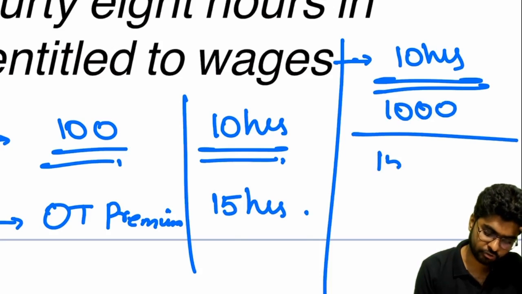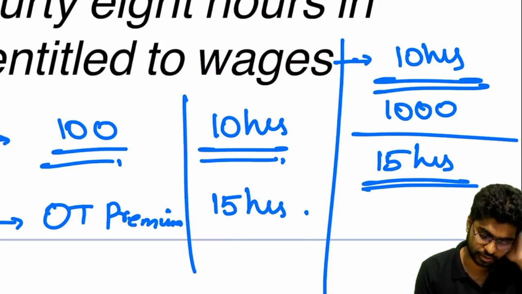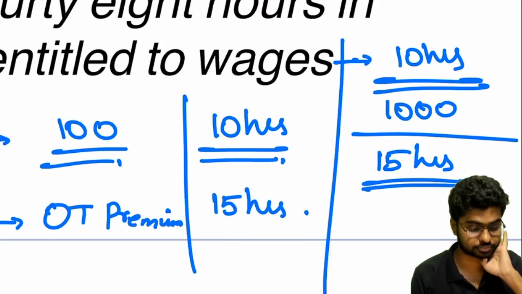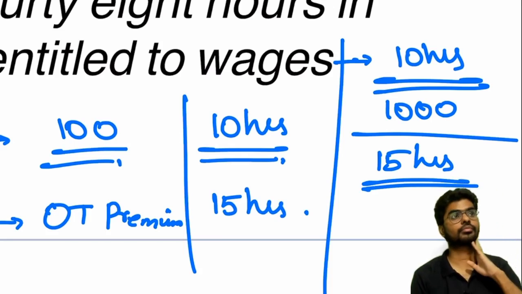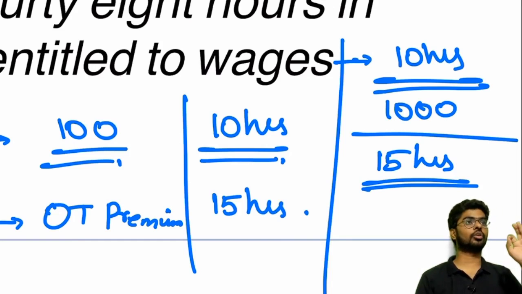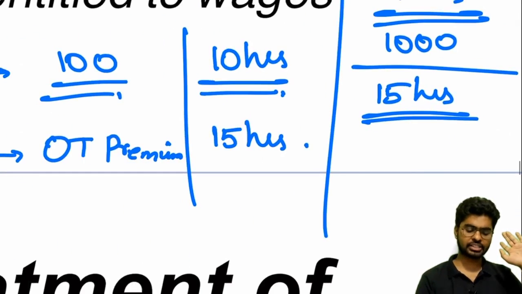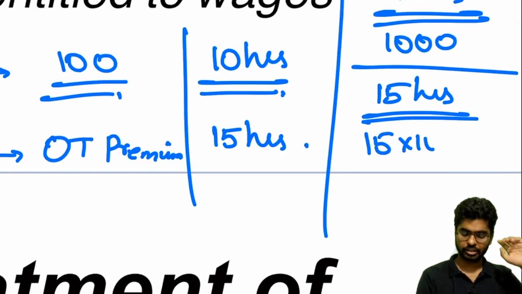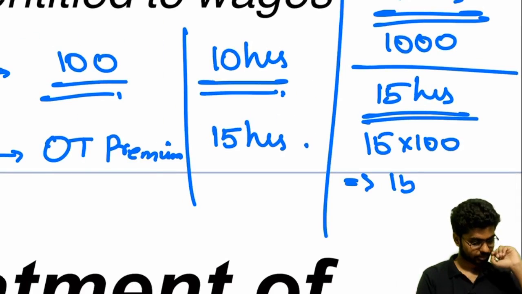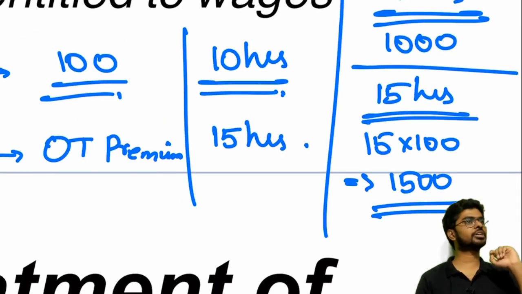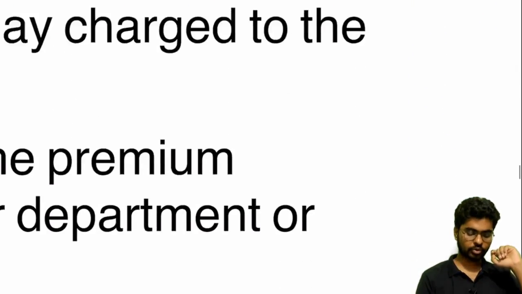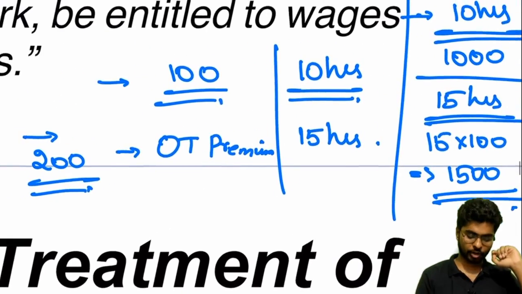If you are working for 15 hours, how much would you have been paid? Forget overtime or other things. If it's 100 per hour, for 15 hours, how much would you have paid? 15 into 100, 1500. Yes or no? Now, in this scenario, what are you paying him?